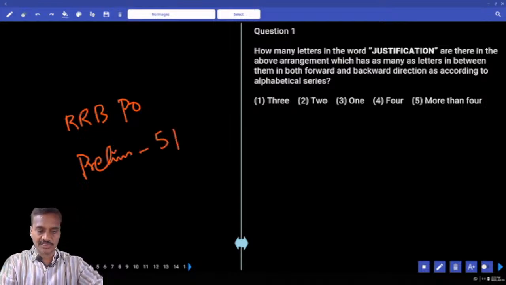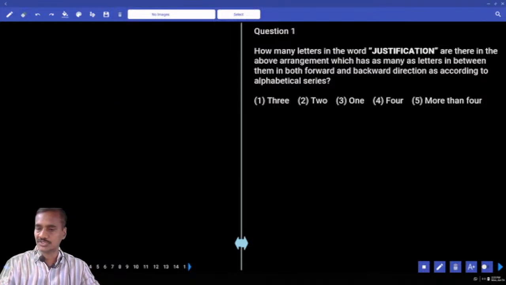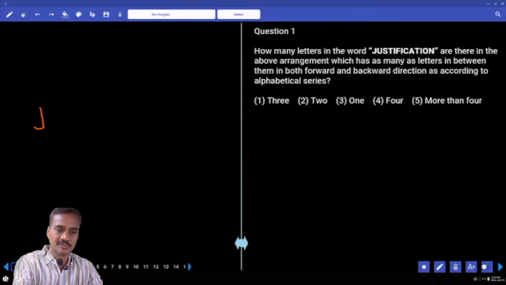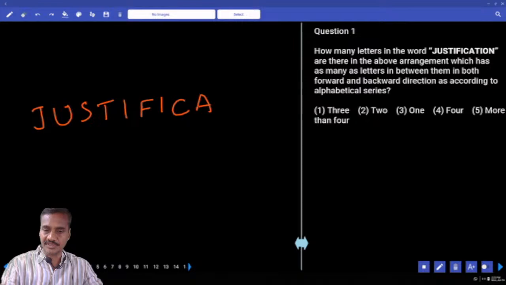Then coming to question number 1. Now in the first one, how many such pairs of letters are there in the word which have as many letters between them, both forward as well as backward? Clear? We already did 2 questions of this format in the previous paper. Now in the word JUSTIFICATION, tell me how many pairs you have.